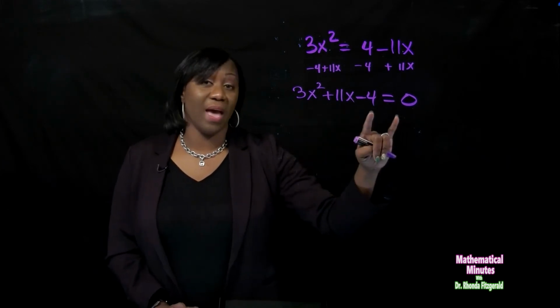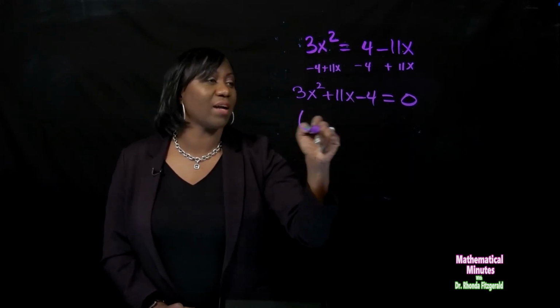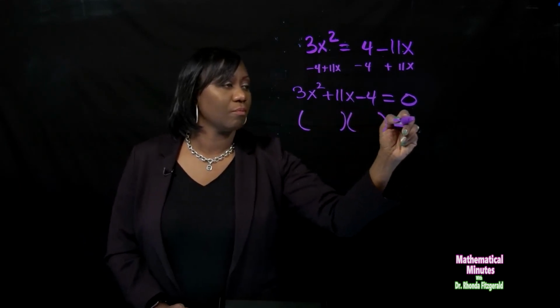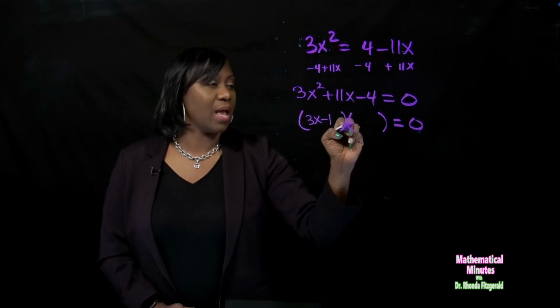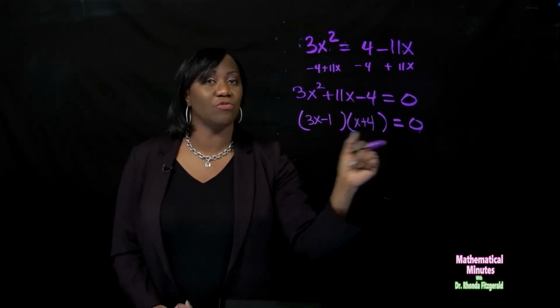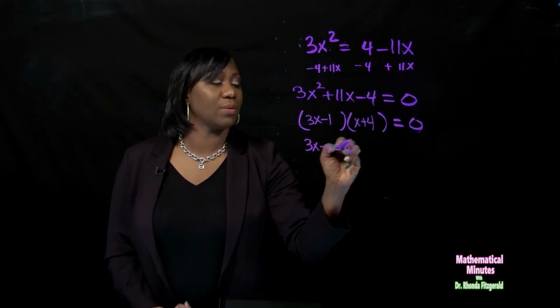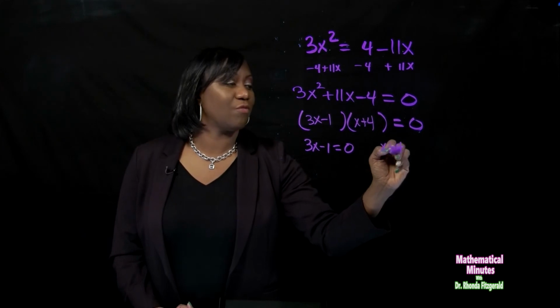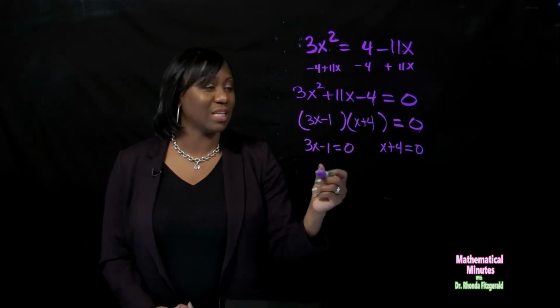Okay, so now that we have it equal to 0, recall that our next step is to factor. So we want to factor this. And when we factor this, this becomes 3x minus 1 and x plus 4. So now our next step is to set our two factors equal to 0. So we have 3x minus 1 equals 0 and x plus 4 equals 0. And now we just want to solve the resulting equations.